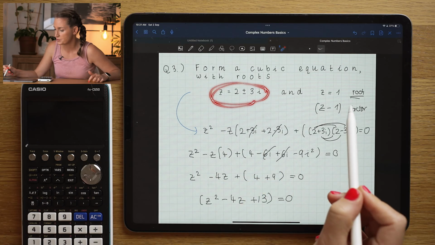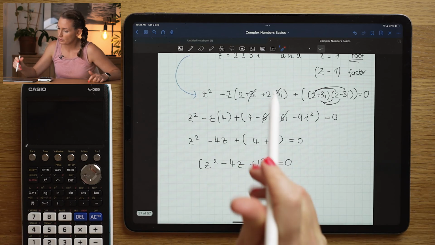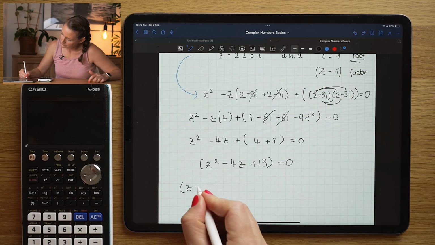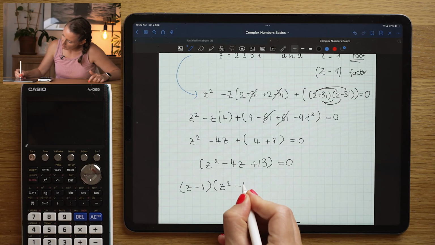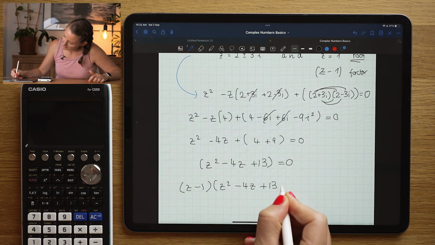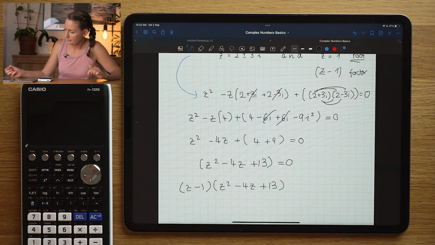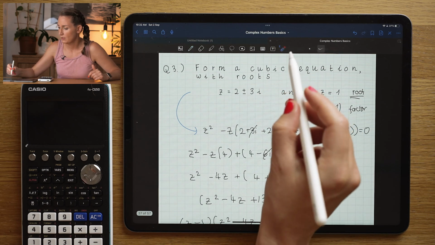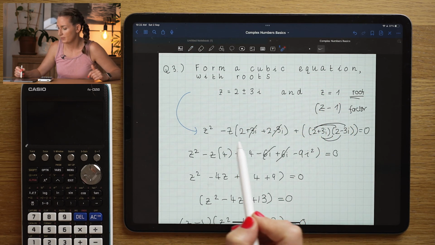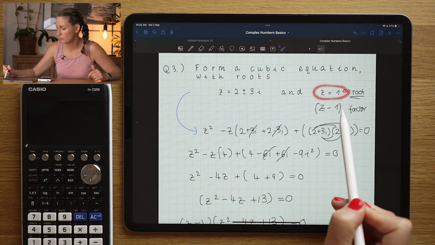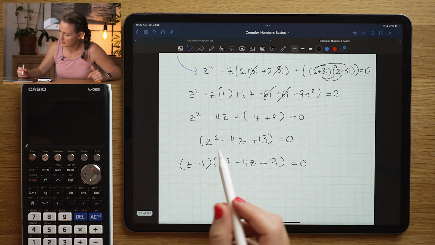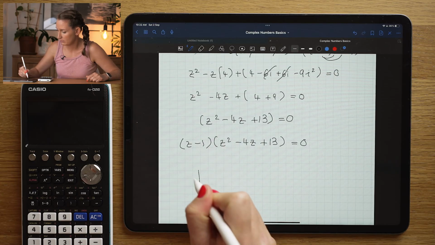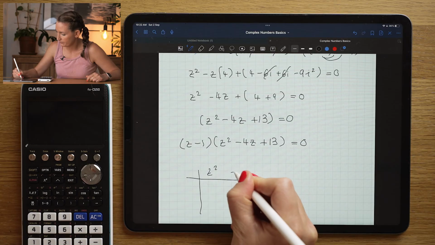We don't have a quadratic equation, we have a cubic equation. So I need to find the cubic equation, which would be z minus 1 times by z squared minus 4z add 13, okay? So basically we're repeatedly applying the factor and remainder theorem. We know that if these are the roots, these should be the factors, so we can form the equation, and if this is the root, this would be the factor, and then we just expand. I think I'm going to actually expand this like this.